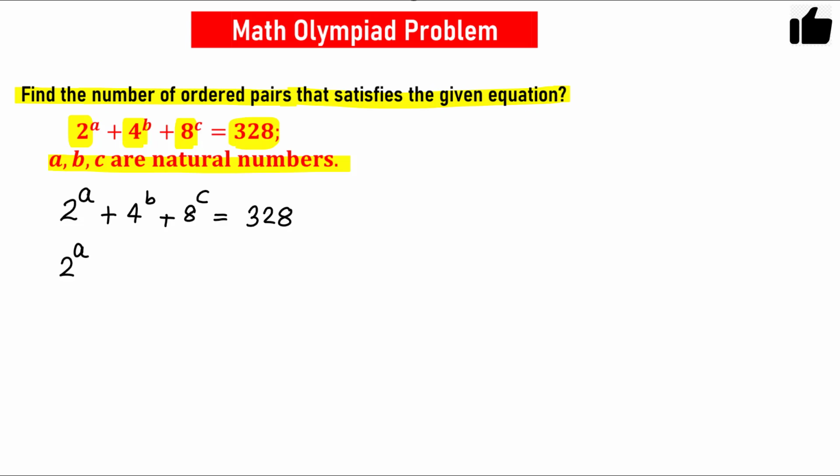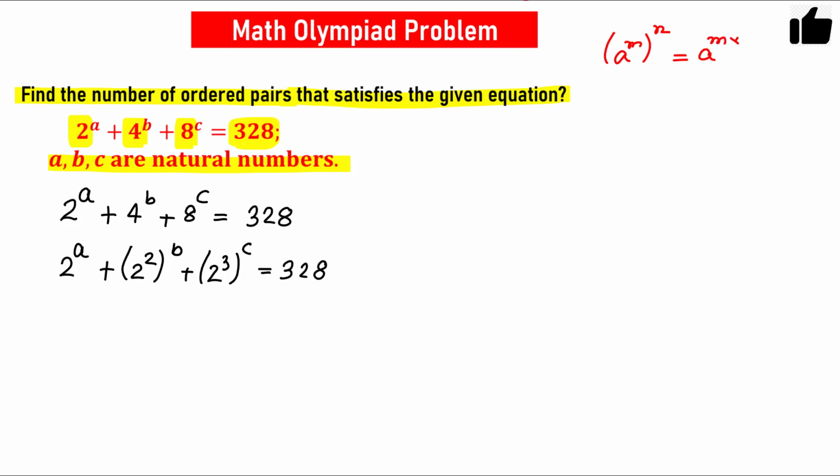Now 2 can be written as 2 of course, 4 can be written as 2 raised to the power 2, and this raised to the power b, plus 8 can be written as 2 raised to the power 3, raised to the power c. This equals 328. Now if you remember the rules of exponent, a raised to the power m raised to the power n can be written simply as a raised to the power m times n. So using this rule, this is 2 raised to the power a plus 2 raised to the power 2b plus 2 raised to the power 3c, equals 328.